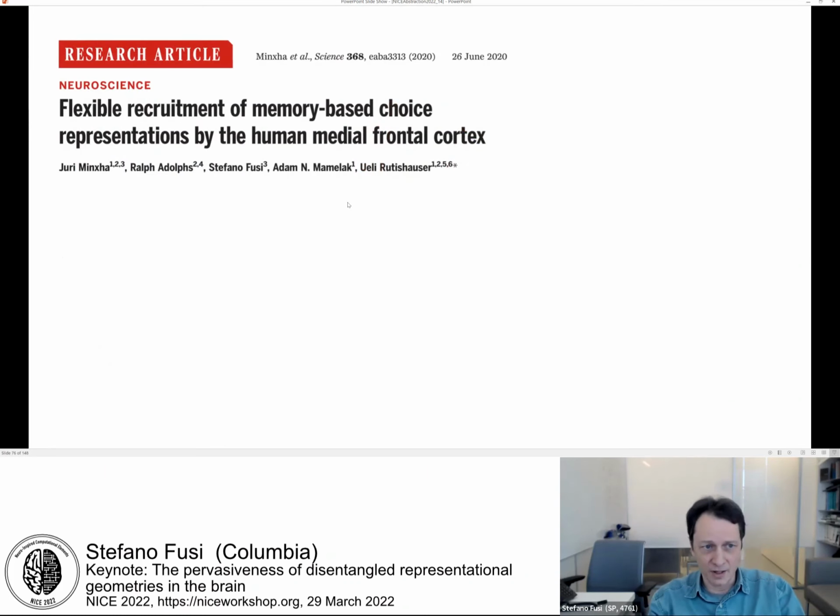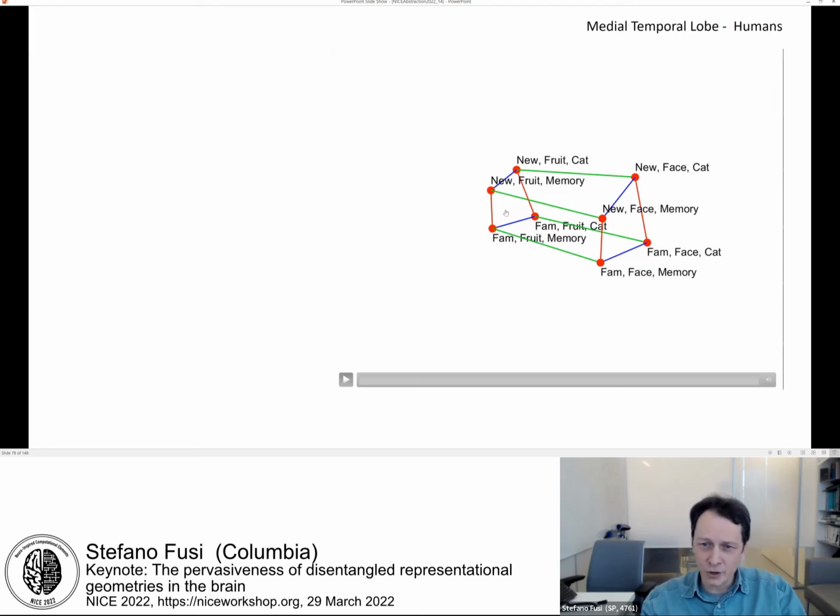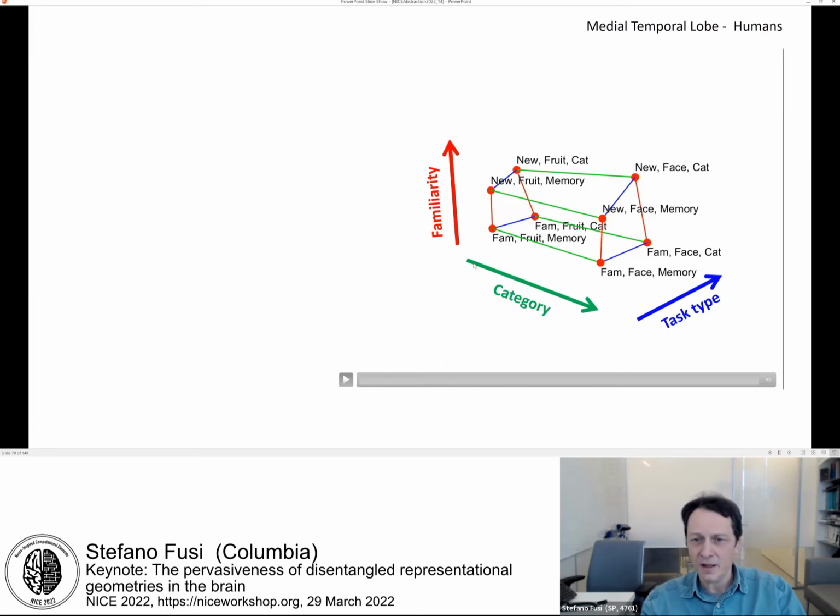So again, this is with Yuri, and they have a different experiment in this case. There are two blocks of trials, one in which the subject is asked whether they have seen the image or not, and other blocks of trials where they are asked whether the stimulus is a fruit or not. Okay, so this is the kind of geometry that we get. Again, here at the bottom we have familiar stimuli, and here we have new stimuli. Now you see that familiarity is again in an abstract format, category is disentangled, and task type is disentangled.